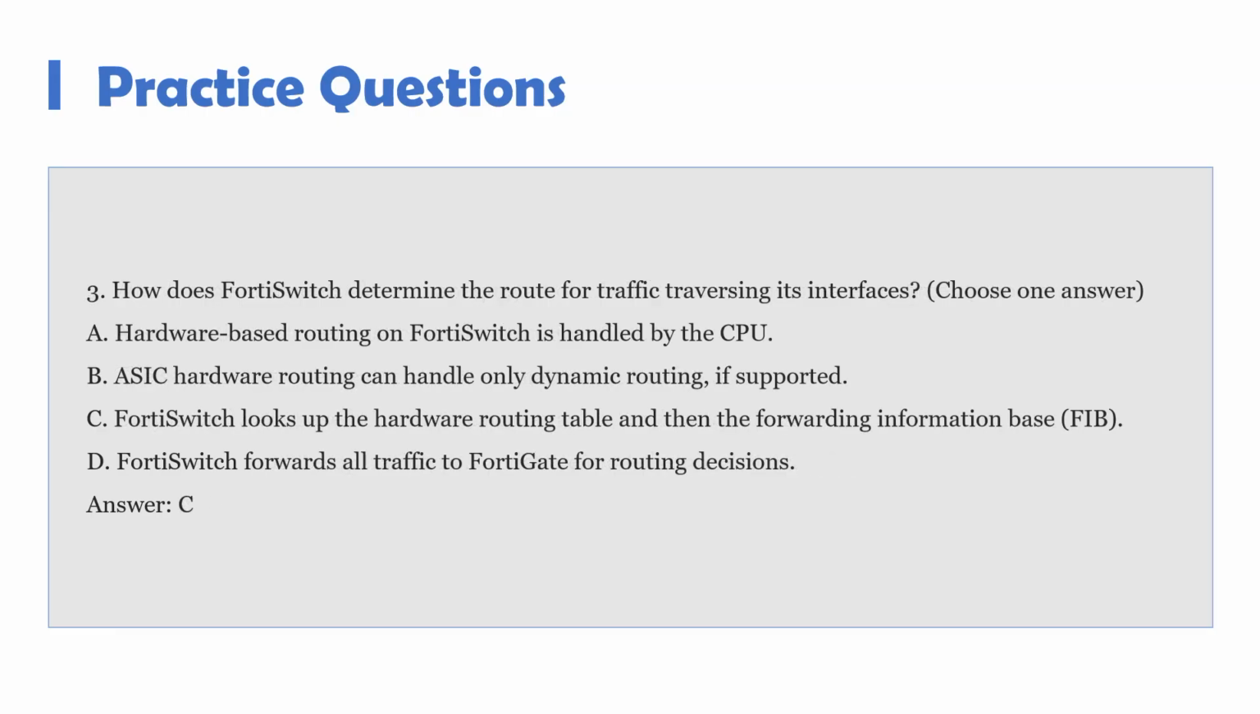3. How does FortiSwitch determine the route for traffic traversing its interfaces? Choose 1 answer. A. Hardware-based routing on FortiSwitch is handled by the CPU. B. ASIC hardware routing can handle only dynamic routing, if supported. C. FortiSwitch looks up the hardware routing table and then the forwarding information base, FIB. D. FortiSwitch forwards all traffic to FortiGate for routing decisions. Answer: C.